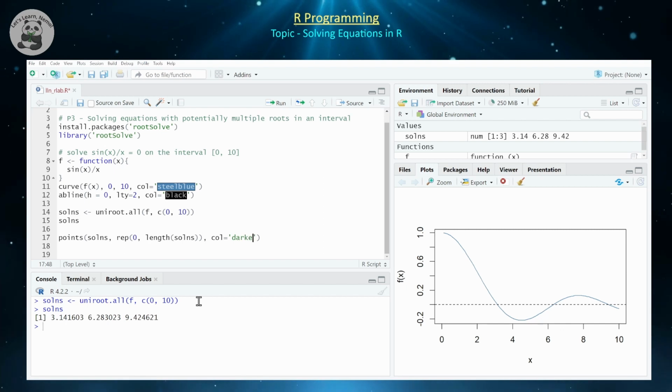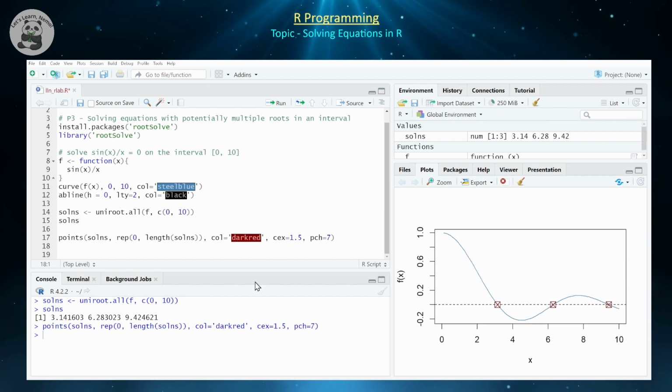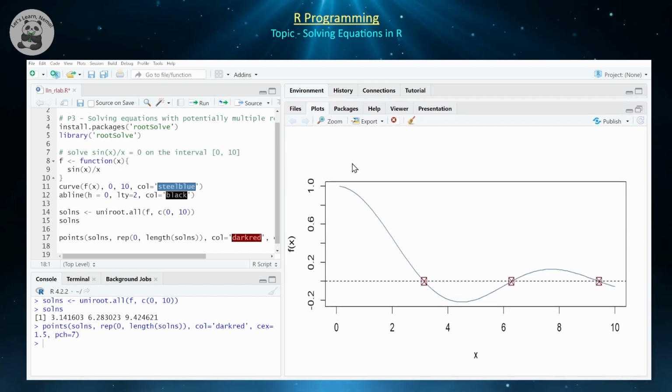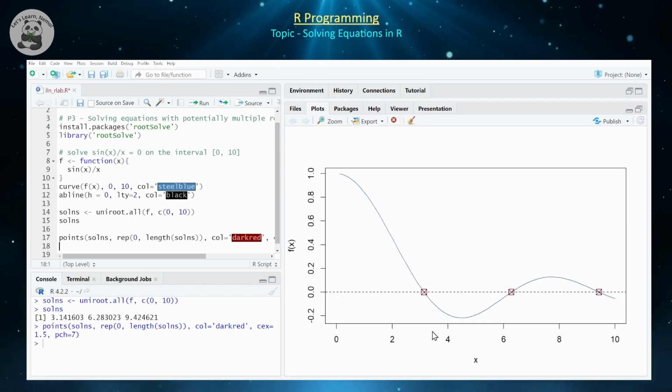Color, we're going to do dark red. And let's do the same exact format as before. So cex of 1.5 and then a pch of 7. And once we plot that, notice that those points cross at approximately the same exact location as our blue curve and our dotted black line, which they appear to do.